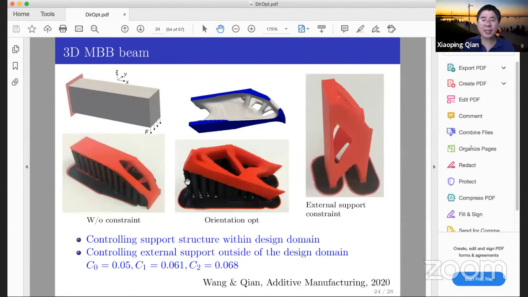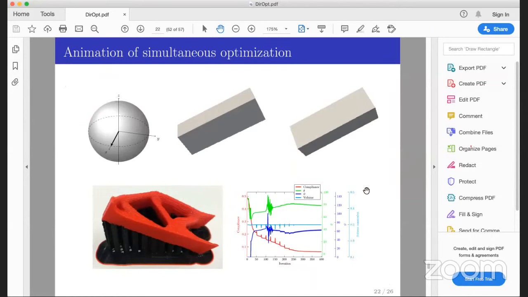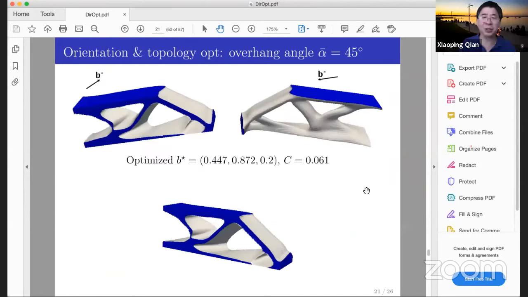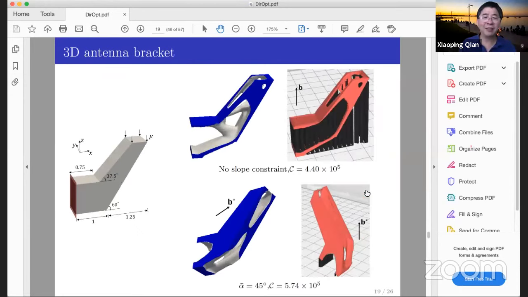So yes, if I only impose the PUP constraint in the design domain, this part can be printed without any support in the design domain. But there's a lot of support between the design domain and the base plate. So that's why Cunfu introduced another measure Q. When you input a smaller Q, this is the design you have. Yeah, okay. So we do precisely what you described. We have a formulation.